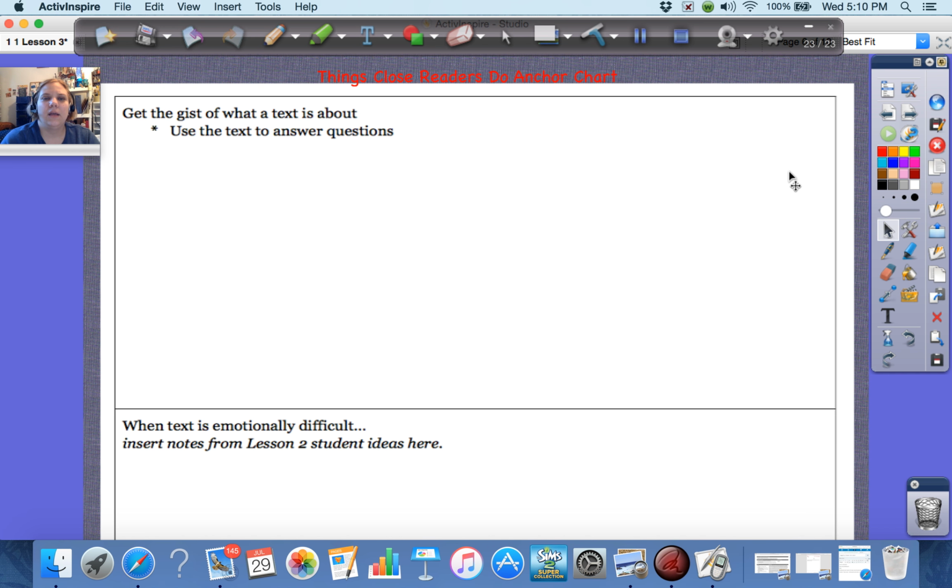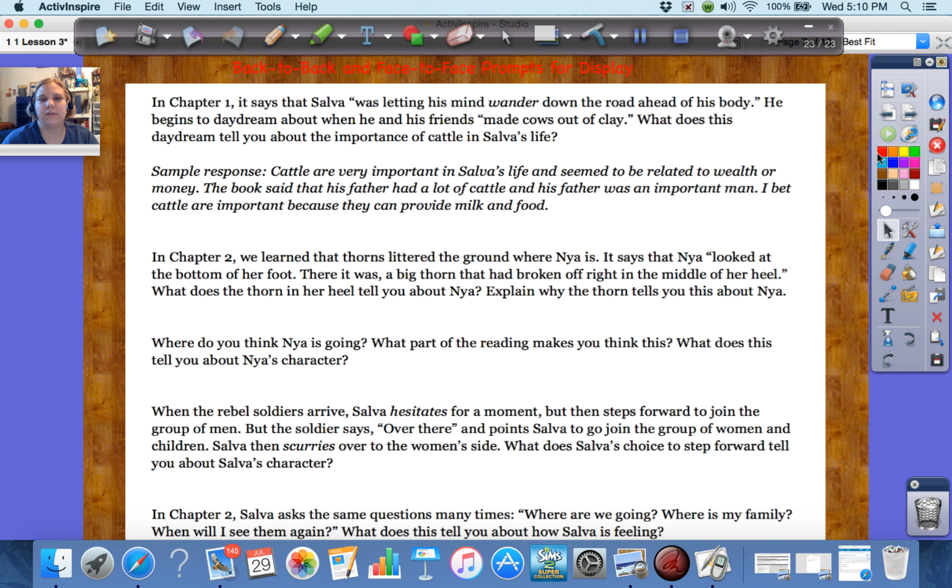Let's go back to our things close readers do to anchor text. What was the gist of chapter 2? Use the text to answer questions. Was that text emotionally difficult? This is what you should have had from lesson 2, and you could add more to it.